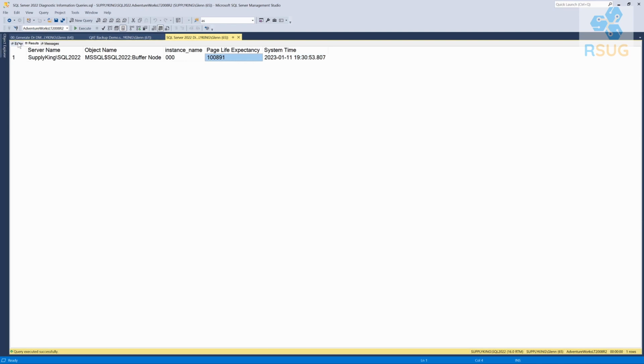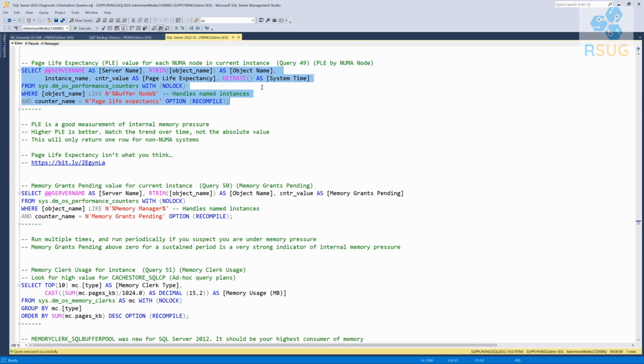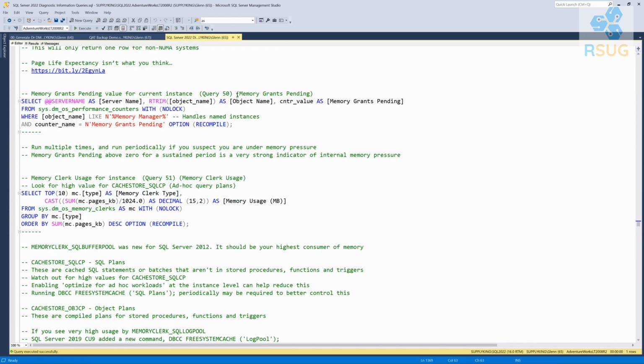There's old guidance on the internet about 300 being the important number, and that's completely obsolete. It depends on how much memory you have what your threshold should be. So higher is always better there. It's just a measurement of internal memory pressure. If it's low, it means SQL Server is hating life from a memory perspective internally.